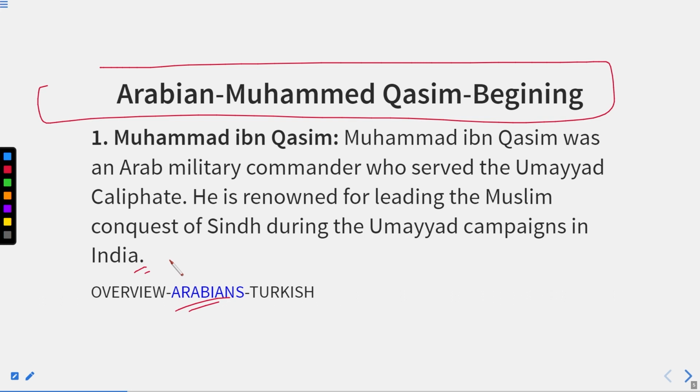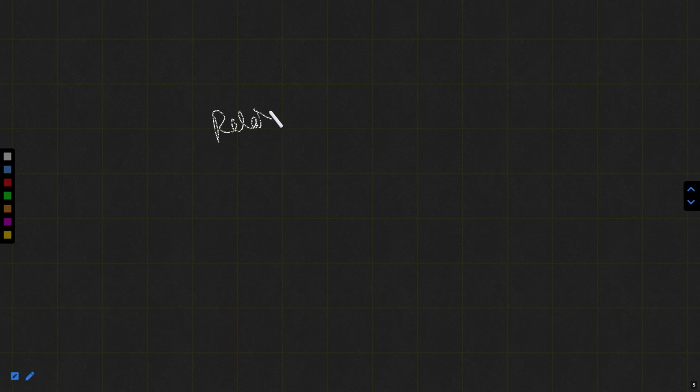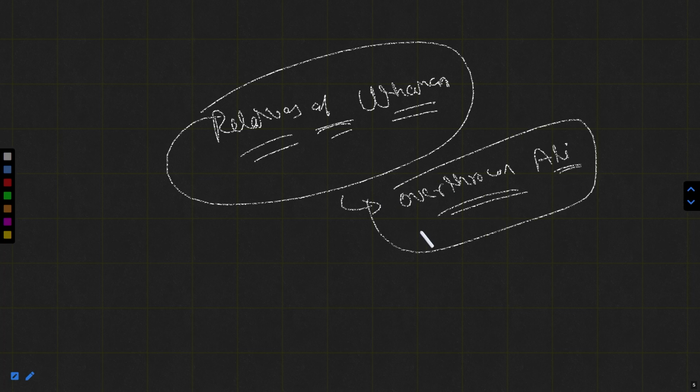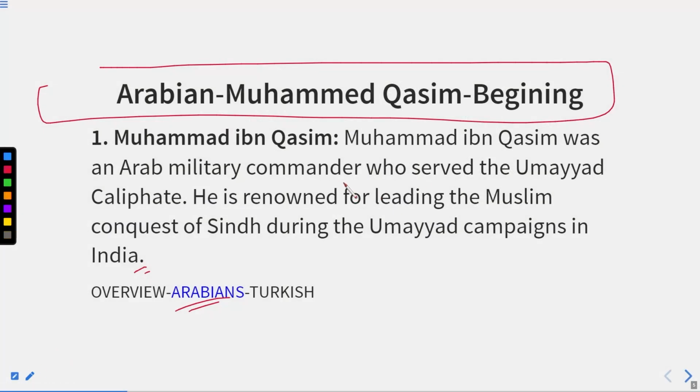As we know, the Umayyads were founded by the relatives of Uthman. Okay, Uthman was the third caliph. The relatives of Uthman overthrew whom? They overthrew Ali. Okay, and thereafter they captured the throne. So Muhammad bin Qasim basically served their army. He is renowned for leading the Muslim conquest of Sindh during the Umayyad campaigns in India.